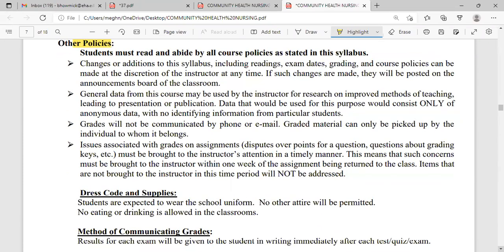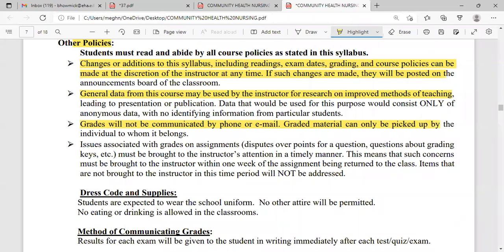Other policies: changes or additions to this syllabus, including any reading or exam date, may be made. General data from this course may be used by the instructor for research or to improve the method of teaching. Grades will not be communicated by phone or email. Grade materials can only be picked up by the individual to whom they belong.